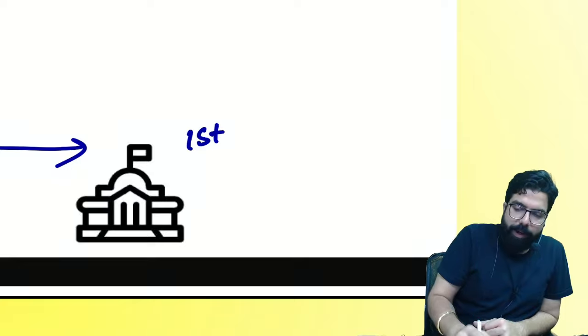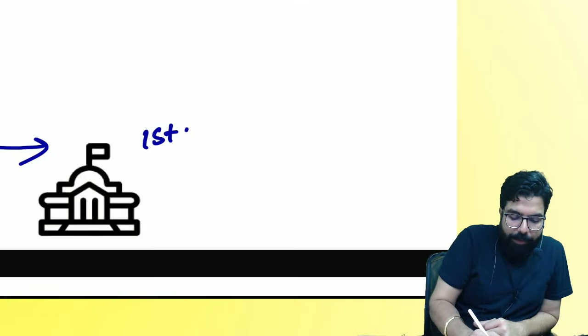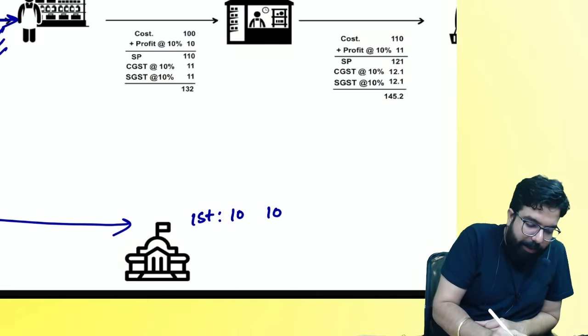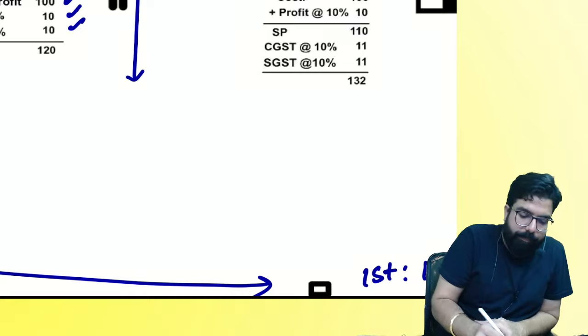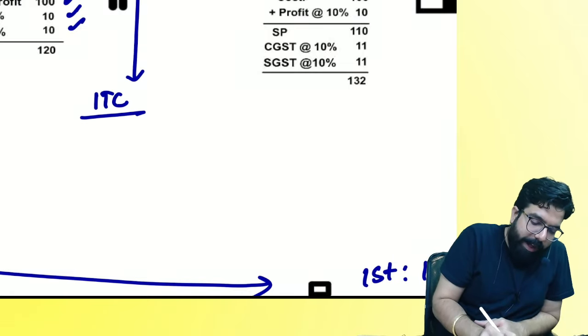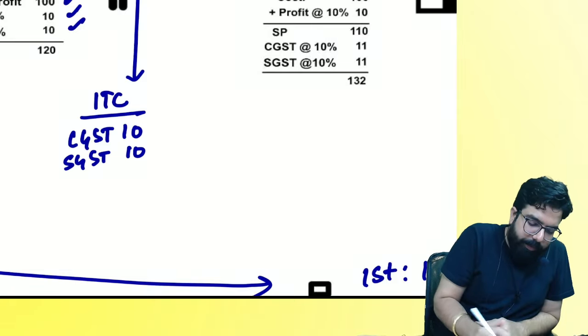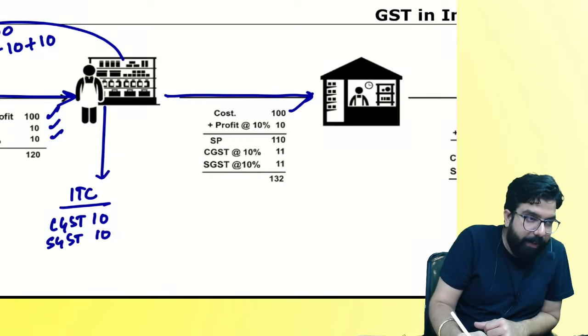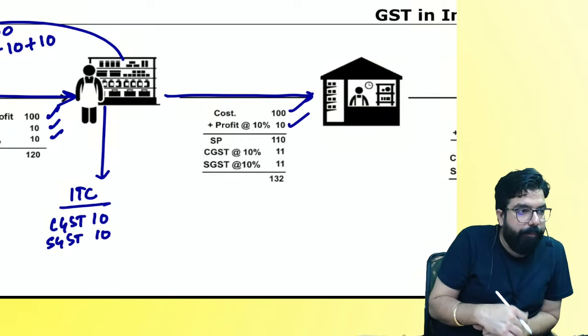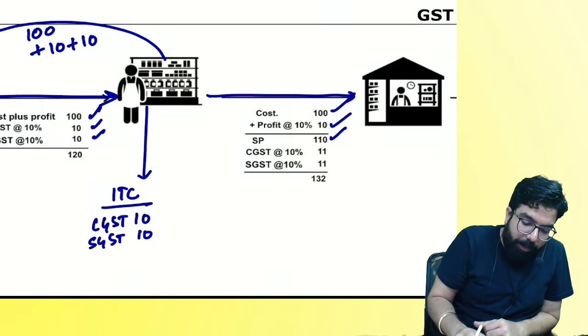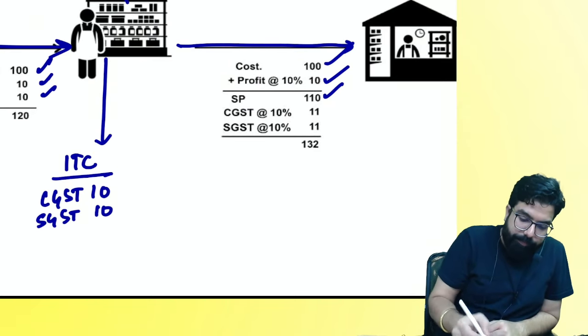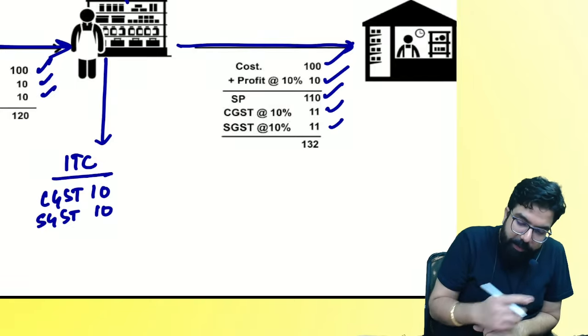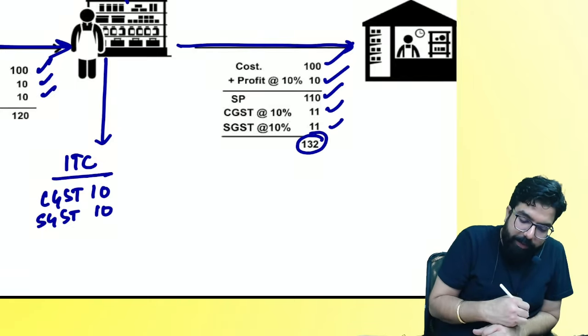20. You don't have to do anything, just keep listening. First stage, how much? 10 CGST and 10 SGST. Can you tell me his input tax credit, everyone? 20. Input tax credit CGST how much? SGST how much? He is selling now, right? Cost is how much? 100. He made a profit of 10. 100 and? How much is the CGST? SGST? How much is the total selling price?